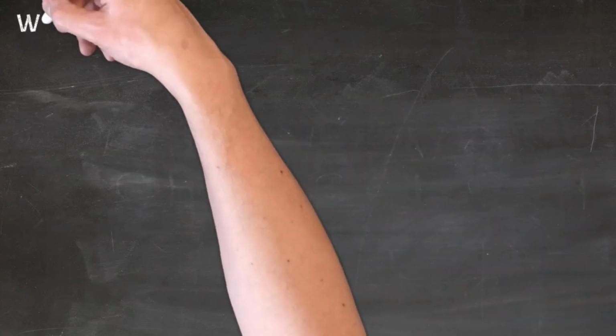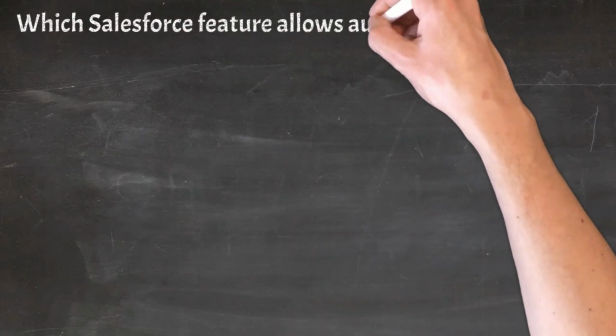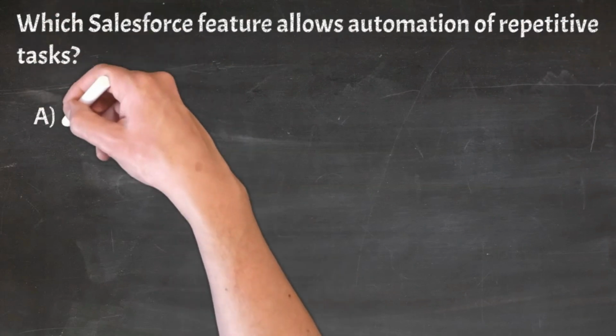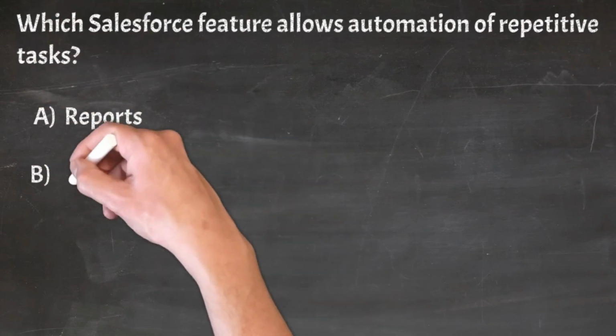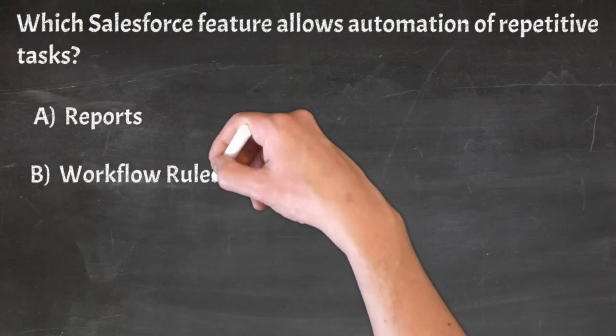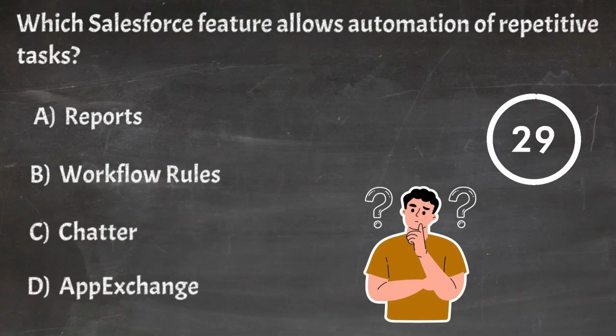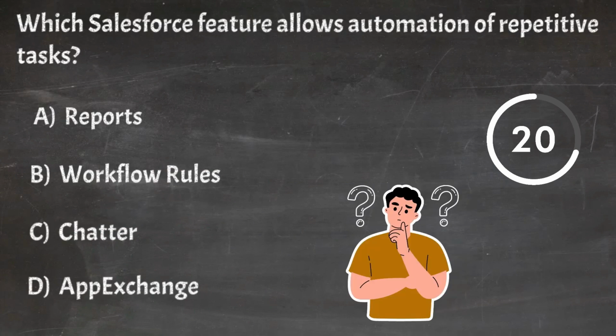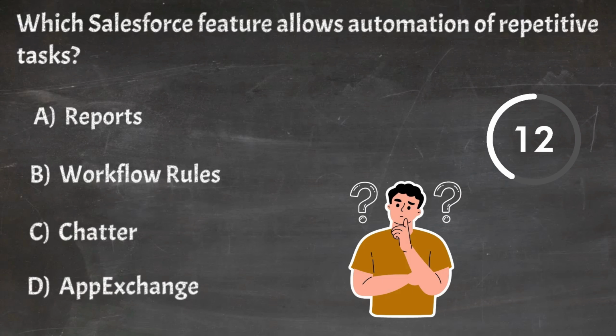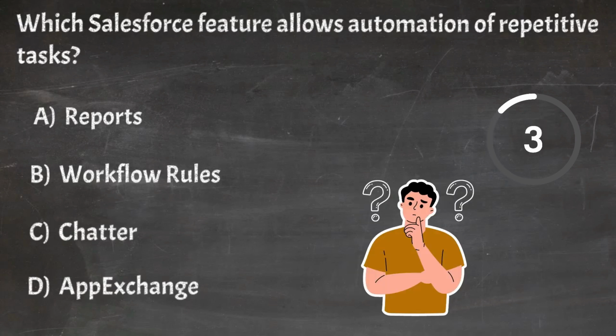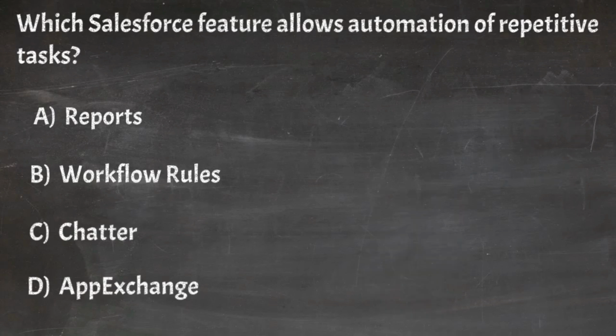Question 30. Which Salesforce feature allows automation of repetitive tasks? A. Reports. B. Workflow rules. C. Chatter. D. AppExchange. Correct answer B. Workflow rules.